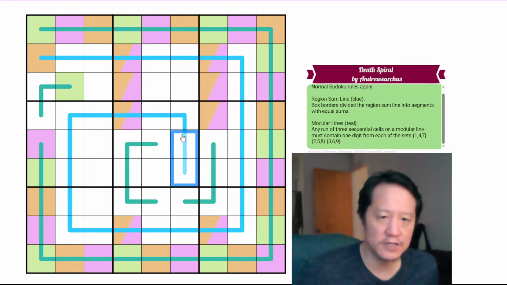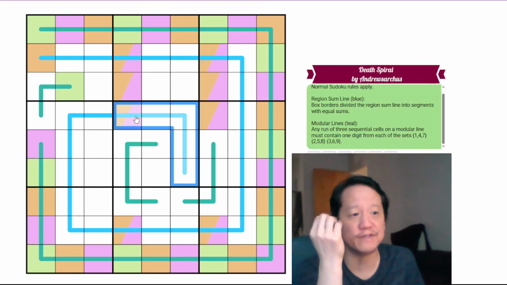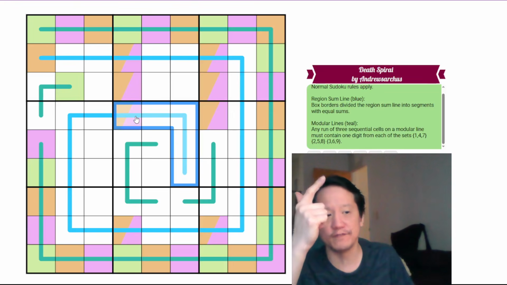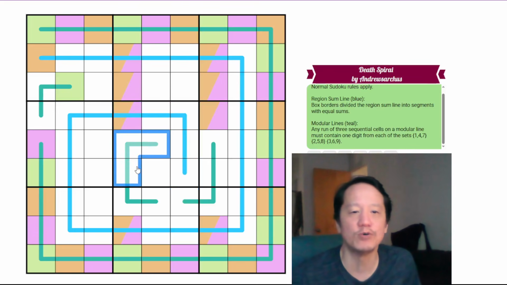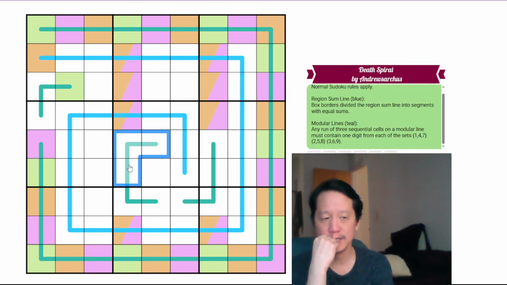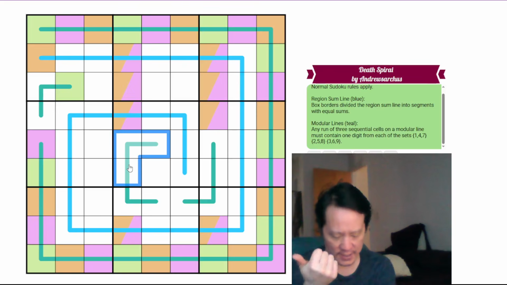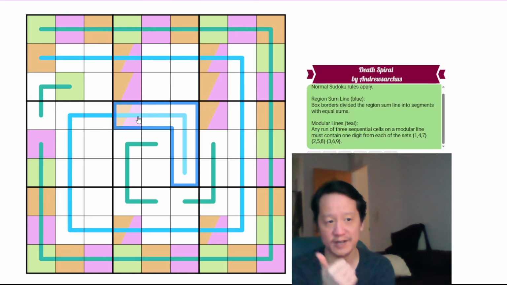So this is 16 or 17. If it's 17, it cannot be 1, 2, 3, 4, 7, because you would eliminate 1, 4, and 7 from the rest of this box, and we have to have one digit from 1, 4, 7 on this modulo line, right? Because one of them has to be 1 mod 3. So if it adds up to 16, it's 1, 2, 3, 4, 6. If it's 17, it must be 1, 2, 3, 5, and 6.